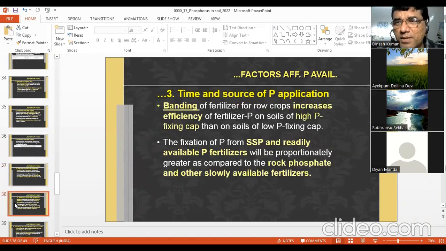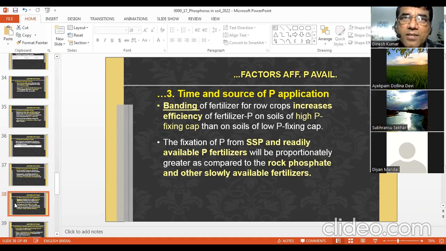Similarly, method of phosphorus application, you can see banding. Banding of fertilizer for row crops increases efficiency of fertilizer P on soils of high P fixing capacity than soils of low P fixing capacity. If your soil is having high phosphorus fixing capacity, in that case, banding is always desirable, because by applying fertilizer in bands, the fertilizer will contact the minimum volume of the soil, or fertilizer will remain in the minimum contact of soil particle.